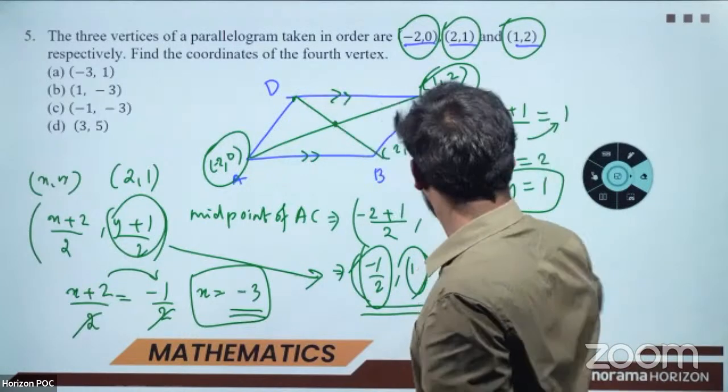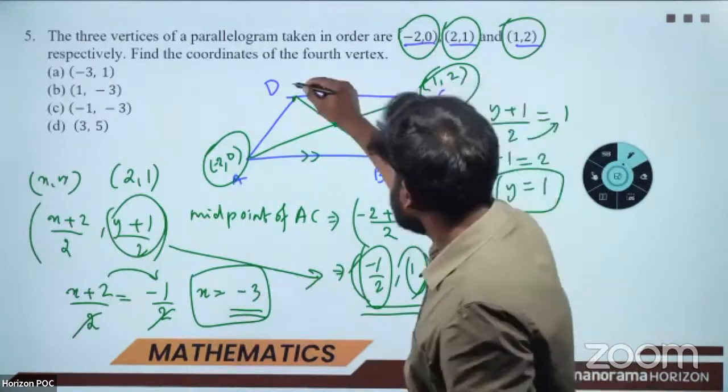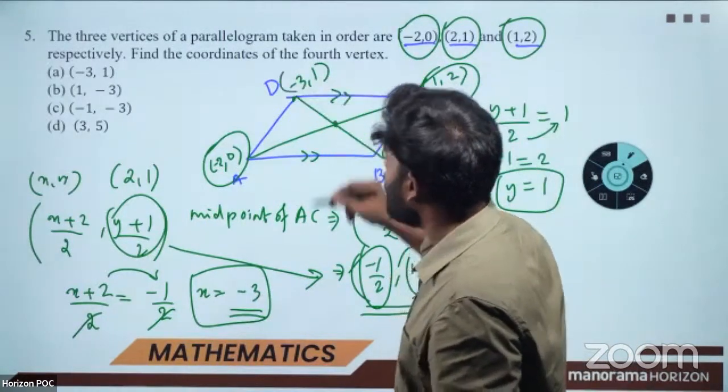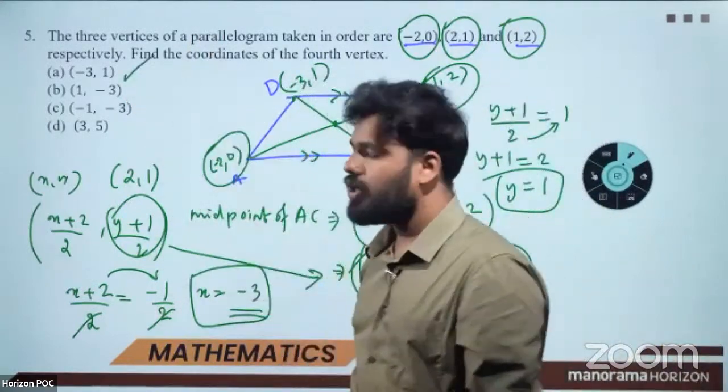This instead of xy, what can I write? I can write that xy as -3, 1. So the fourth vertex will be -3, 1, which is the first option here.